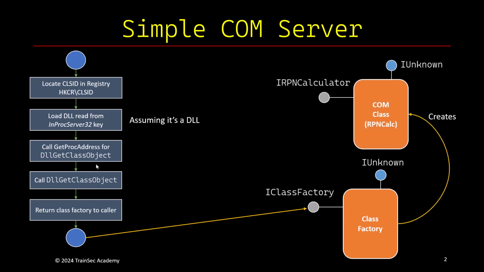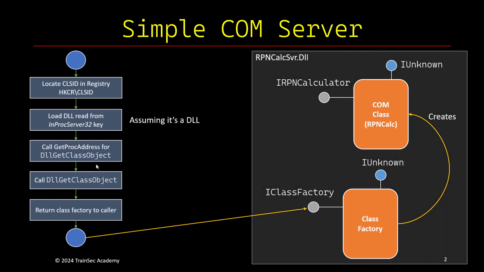What we'll create is an object of type called RPNCalc, which is going to implement a reverse Polish notation calculator. I'll explain briefly what that means very soon. And then that interface pointer, in this case called IRPNCalculator, is going to be returned back to the client. The client can do stuff with that calculator. Of course, using the same factory, we can create any number of objects that we want.